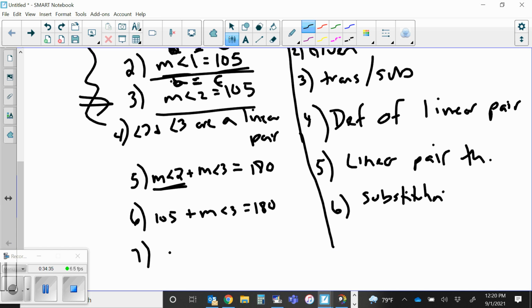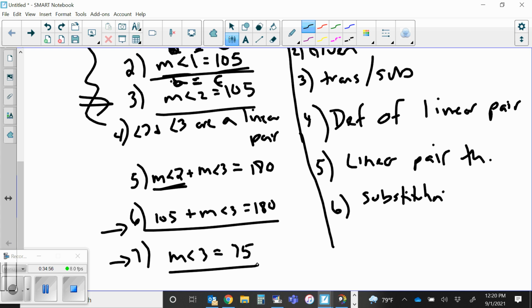Now, what allows me to do this? You're going to have to read between the lines. How did they go from 6 to 7? What did they do? What's missing on the left side? If I go from here to here, what's missing? The 105, yes? And if I subtract the 105 from this side, what do I have to do to the other side? When you do it to one side, you do it to the other. And so what is that called? Subtraction property of equality.